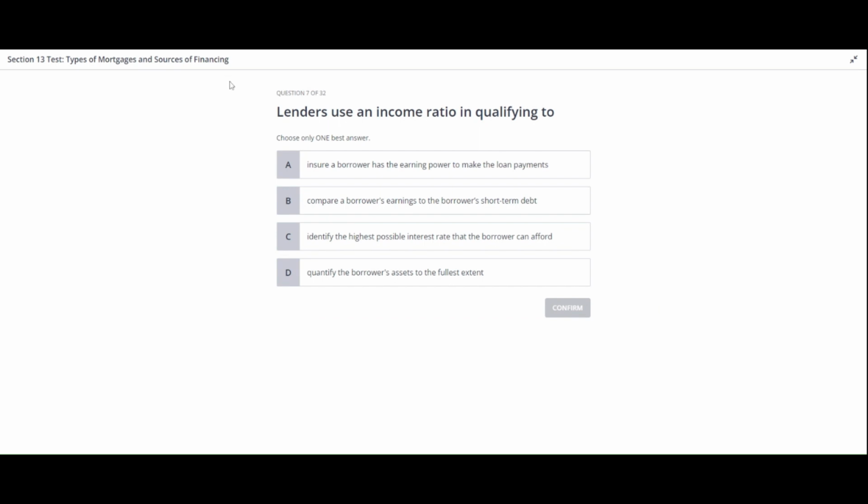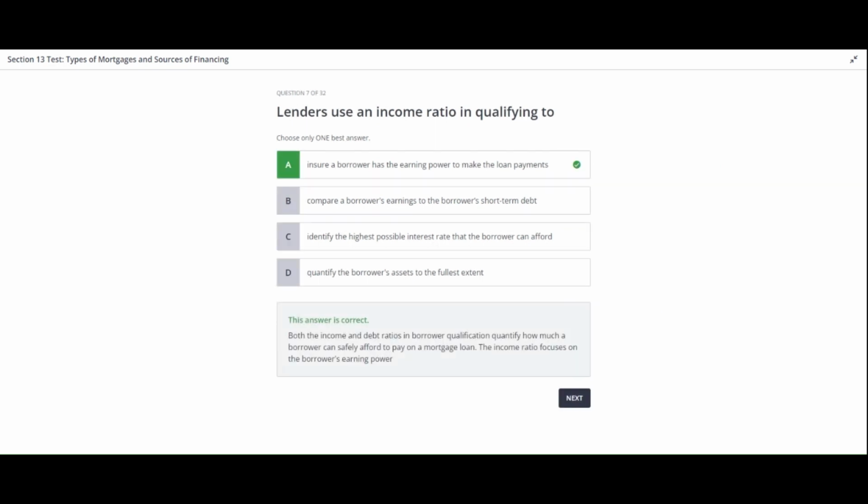So the correct answer is Option A: ensure the buyer has the earning power to make the loan payments. Both the income and debt ratios in borrower qualification quantify how much a borrower can safely afford to pay on a mortgage loan. The income ratio focuses on the borrower's earning power.